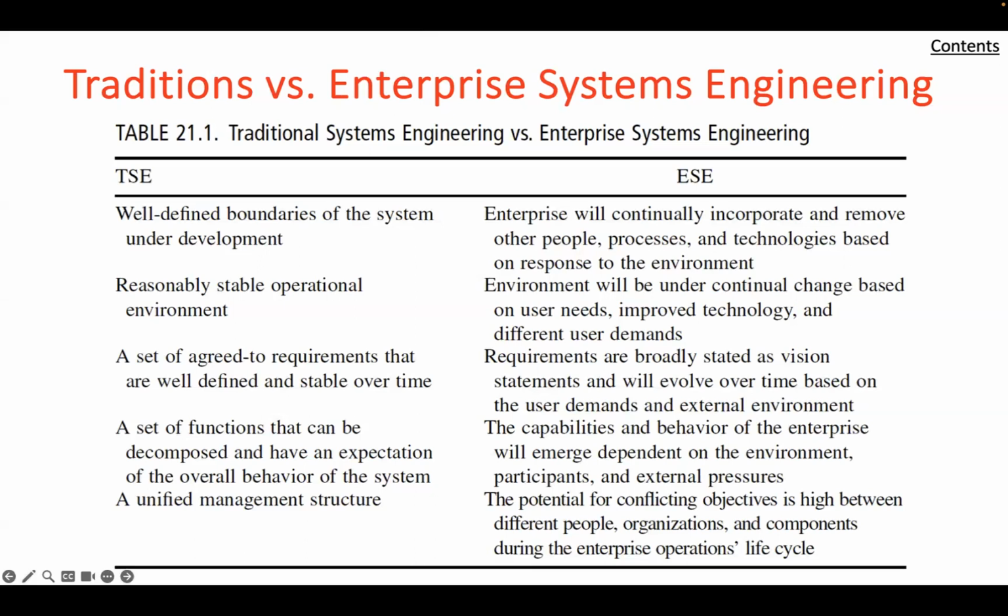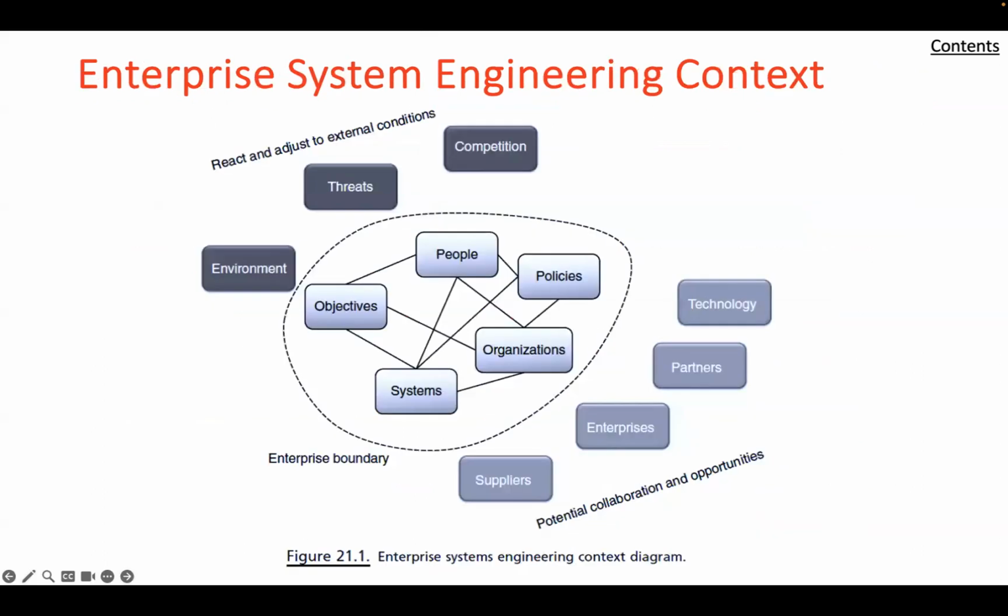So this table provides a comparison of traditional system engineering and enterprise system engineering attributes that can provide some insight into the differences in which the systems engineer should approach and analyze the enterprise. Here we're seeing a figure showing enterprise system engineering with a context diagram. This is a simplified context diagram of an enterprise that the systems engineer should consider in order to address all of the complexities and interdependencies.